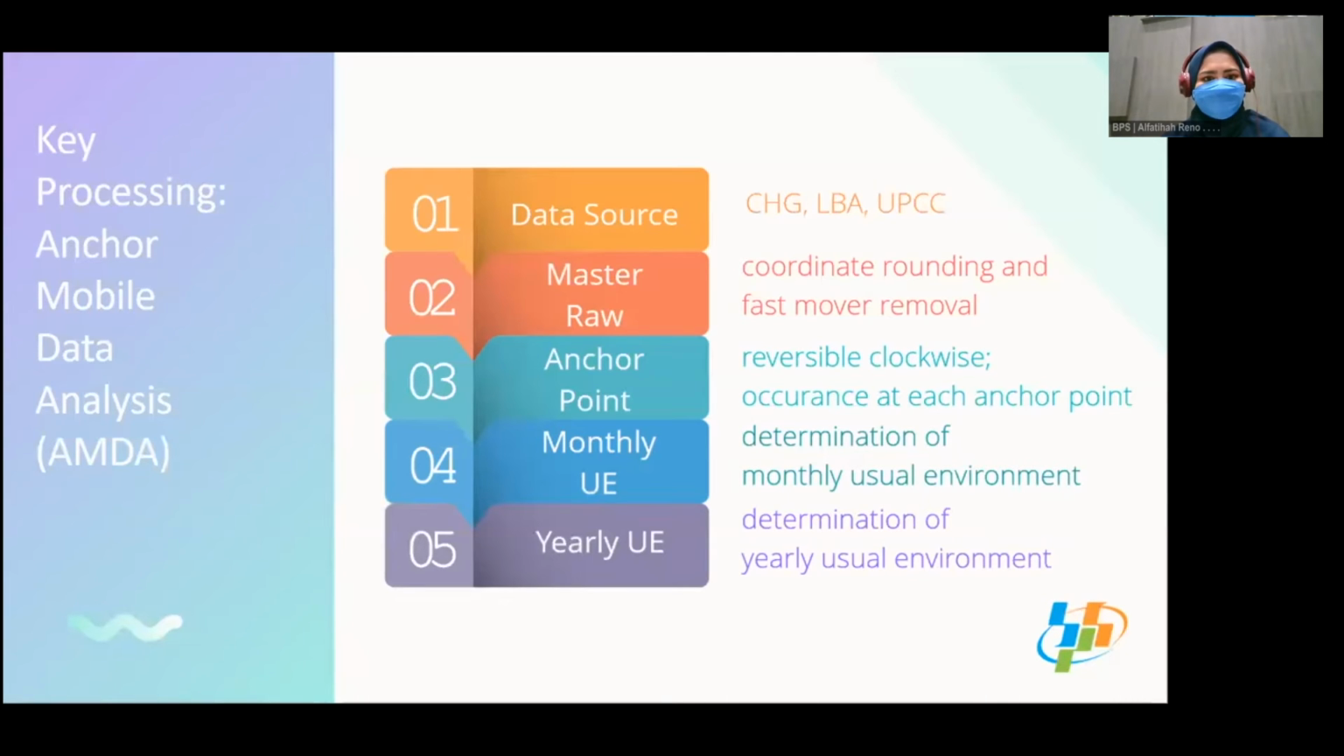Another important step is to determine the usual environment. BPS used the AMDA algorithm approach to determine the usual environment. The point of this algorithm is on step number 3, the reversible clockwise. We use this to determine the threshold for anchor. We use anchor with an average hour below 7 for the home location, and anchor with an average hour more than or equal to 7 for the location of work or activity place.